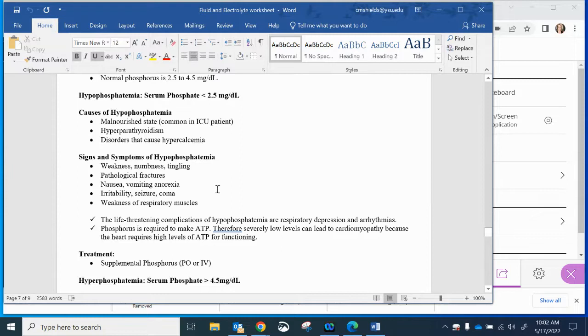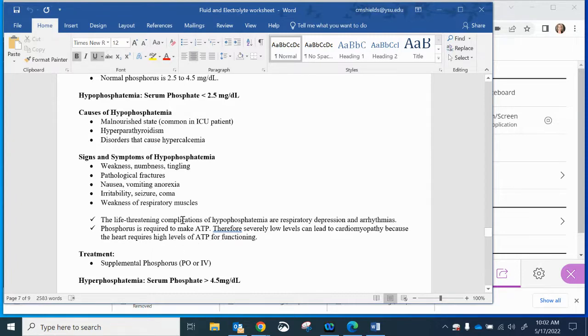They may do really well on their trial for the first part of it, and then they just get so fatigued that they just can't continue to breathe because we have to have some nourishment. They have to have phosphates in their body. Phosphorus is required to make ATP. Therefore, severely low levels can lead to cardiomyopathy because the heart requires high levels of ATP.